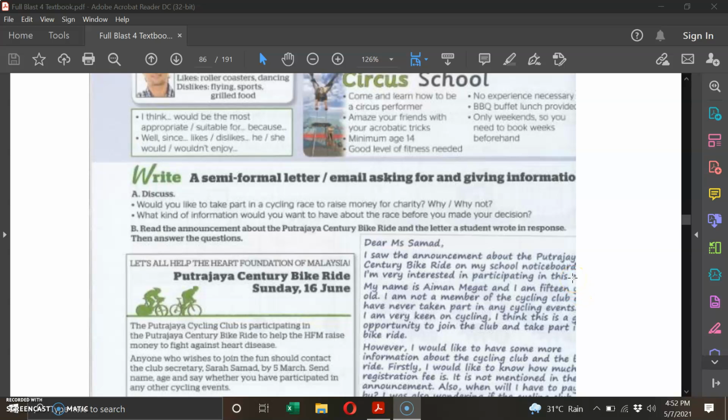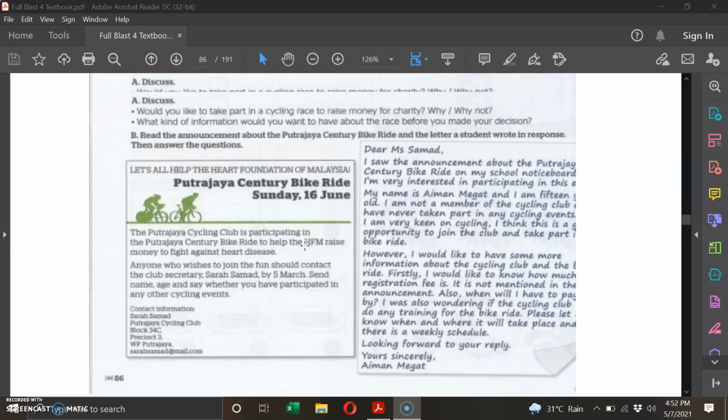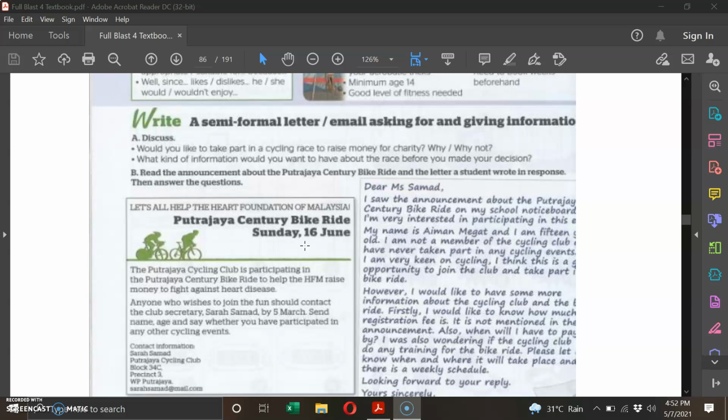So for today's lesson, we are going to learn about a semi-formal email asking for and giving information. If you turn to page 86 of your textbook, you will see an announcement made by Putrajaya Cycling Club.